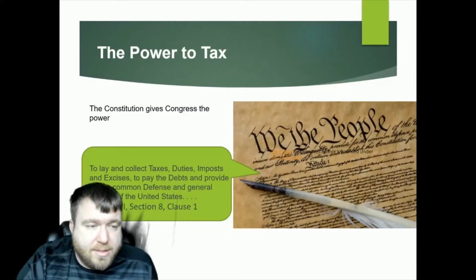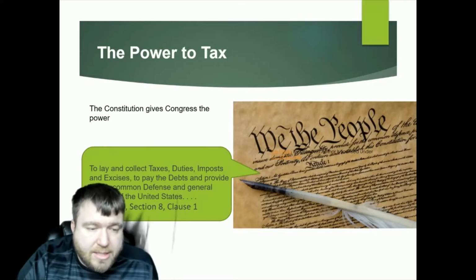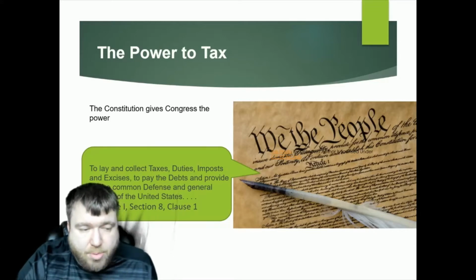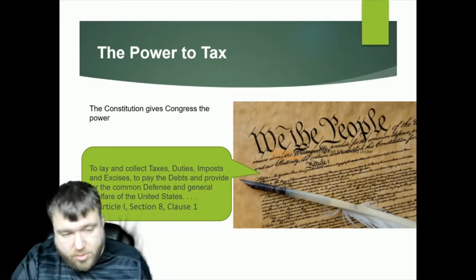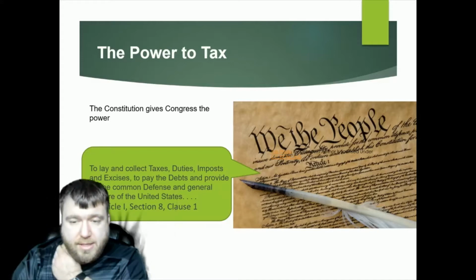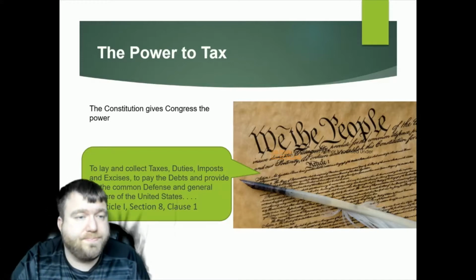The power to tax. The Constitution gives Congress the power to lay and collect taxes, duties, imposts, and excises, to pay the debts and provide for the common defense and general welfare of the United States. Article 1, Section 8, Clause 1, and that is directly from the Constitution.